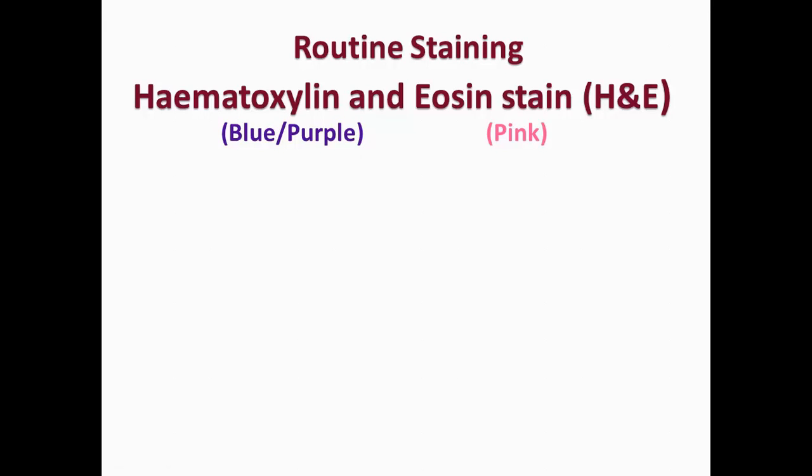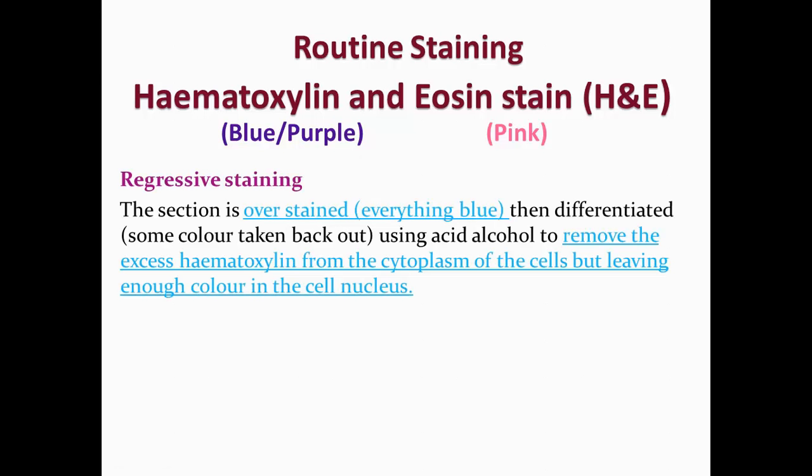The hematoxylin and eosin stain is a routine stain performed in all histology laboratories. Today we're going to mention two different types of H&E staining, but we're going to specifically talk in depth about one. The first one, and primary one that we will be using at TAFE, is a regressive stain.